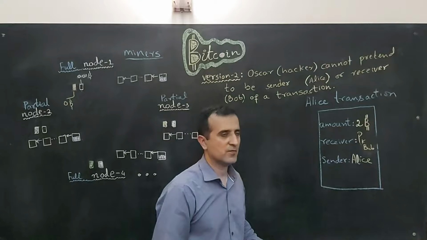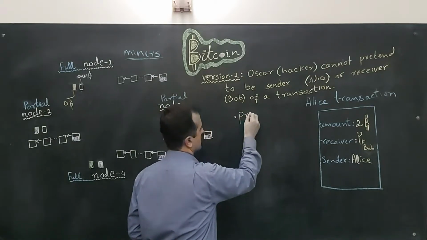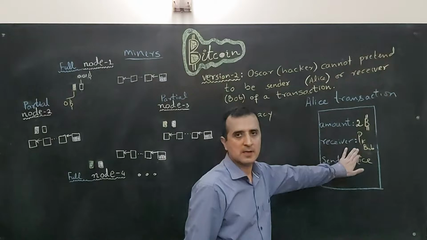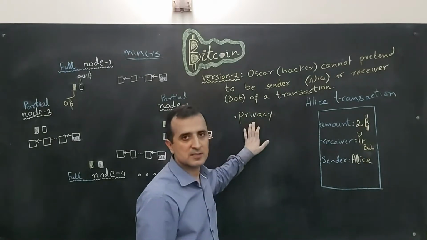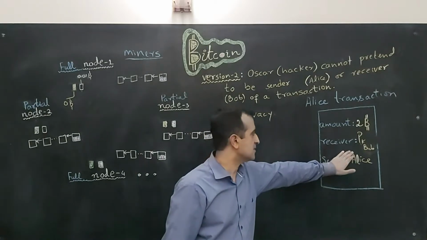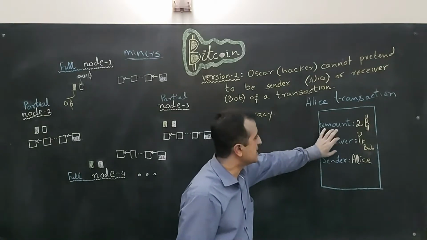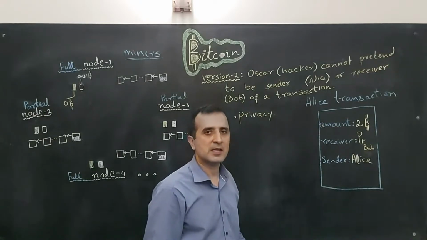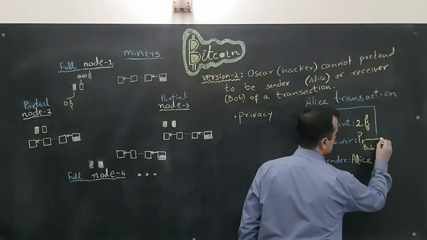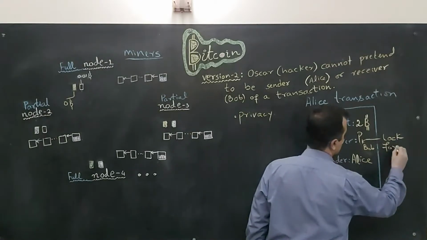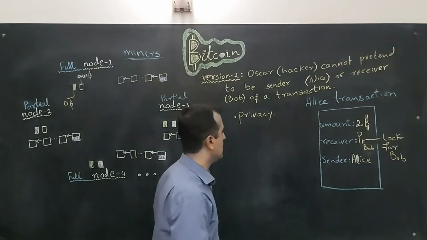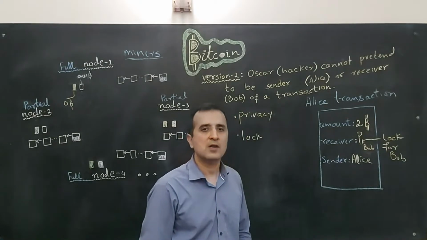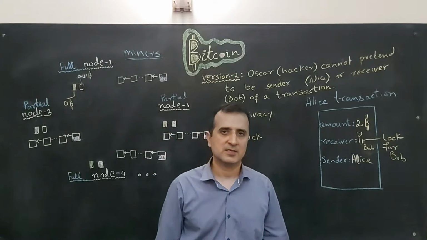It has two advantages. Number 1, now Bob has privacy, because nobody knows that this public key belongs to Bob, and that is why nobody knows that this transaction will be received by Bob. Second advantage of writing the public key is that this transaction is locked, and that lock can only be opened by the private key of Bob. So we have locked this transaction for Bob, and in order to use this transaction, Bob has to sign this transaction using his private key. Only after signing this transaction, Bob will be able to use it.